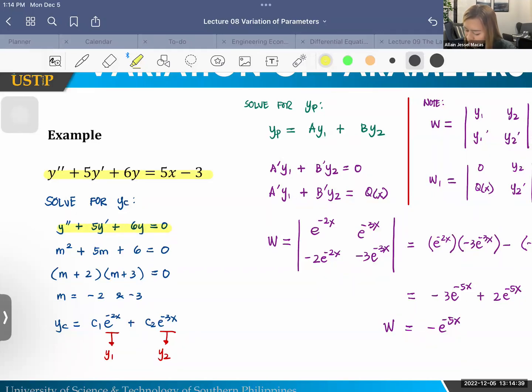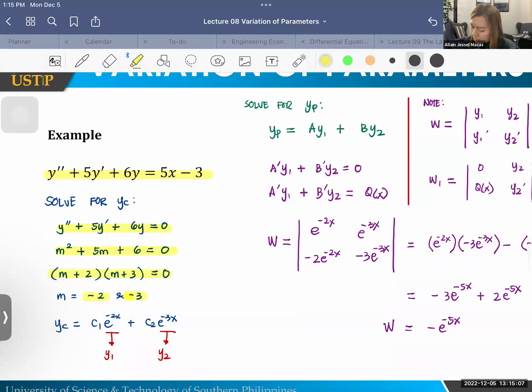So your characteristic or auxiliary equation, class, is m squared plus 5m plus 6 is equal to 0. And then your factors are m plus 2, m plus 3 is equal to 0. Interrupt lang ha kung naay nalibugan. So from these factors, we can get the roots, and that is -2 and -3. That means our yc, class, is C1 e to the -2x plus C2 e to the -3x.